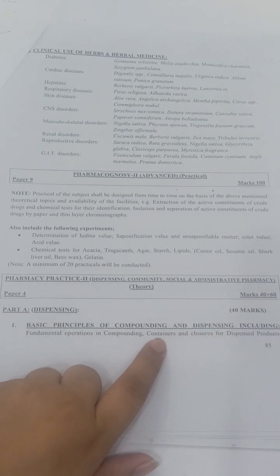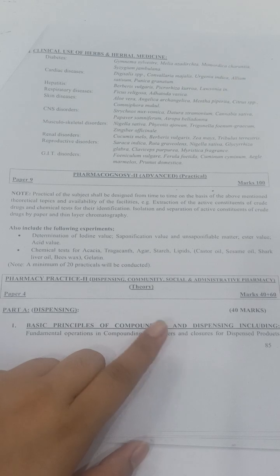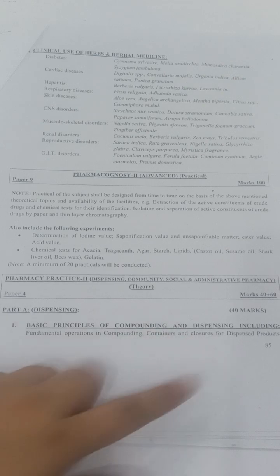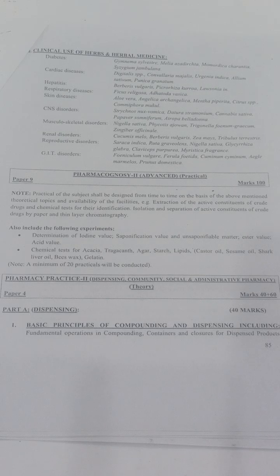We will discuss all the containers in which we can dispense our product, and we discuss their closures. Closures means the caps, the metallic caps, or any kind of closing agent through which we can close our containers. So now we discuss all the types of containers.